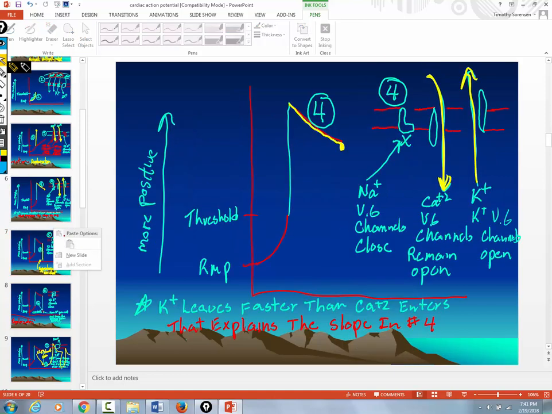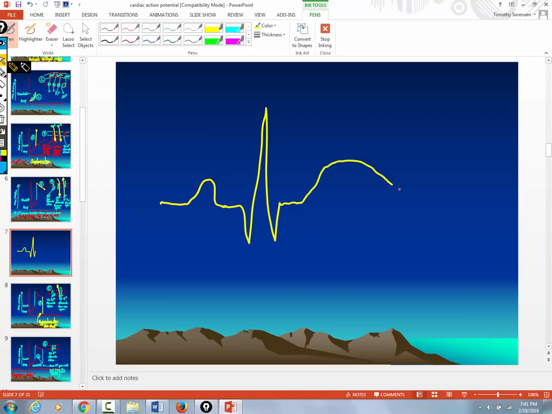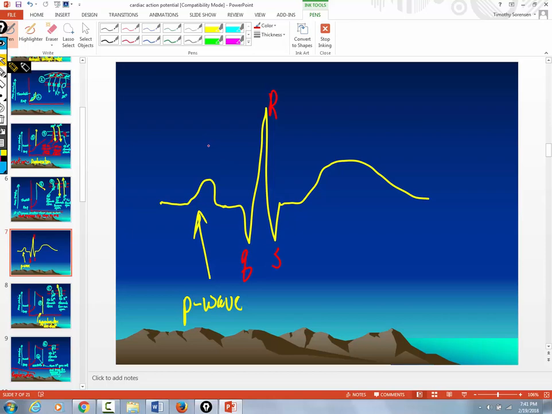So I'm not going to explain it to you. You just have to remember this. Okay, so watch. All right, so P wave. That's atrial depolarization. Then you got the QRS. That's ventricular depolarization. And then you have the T wave, which represents ventricular repolarization.